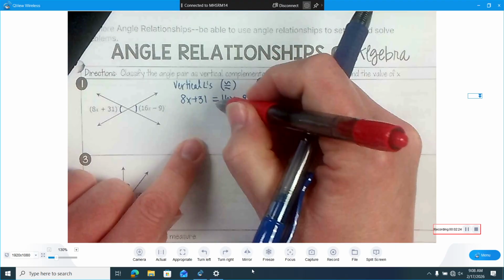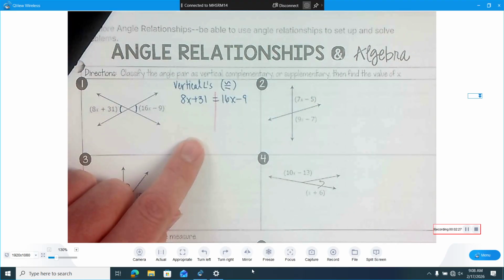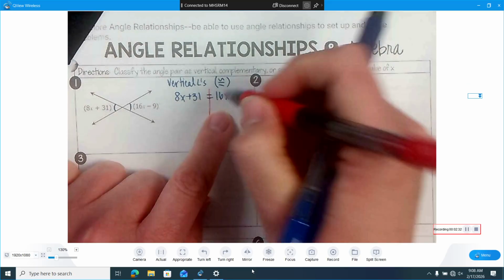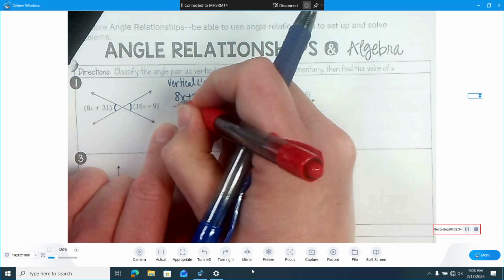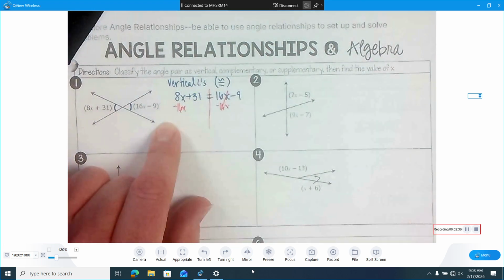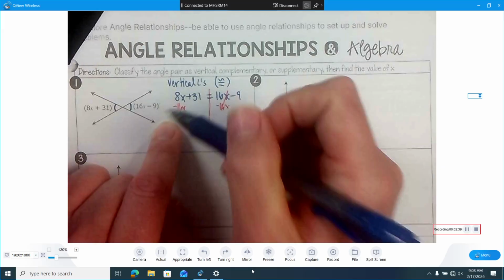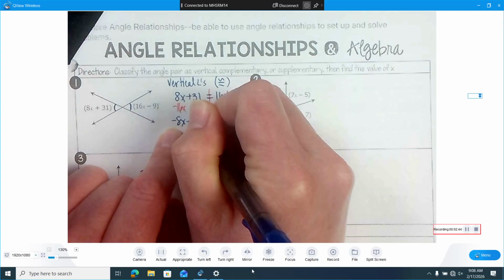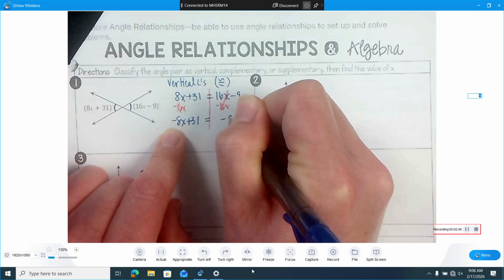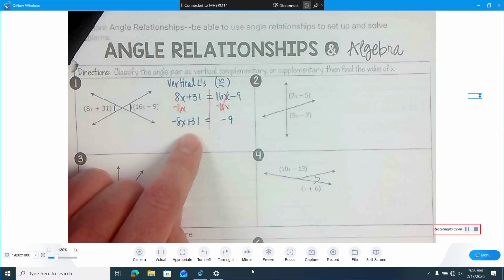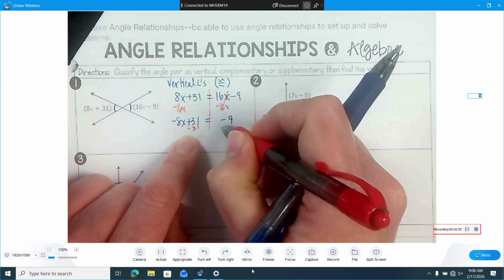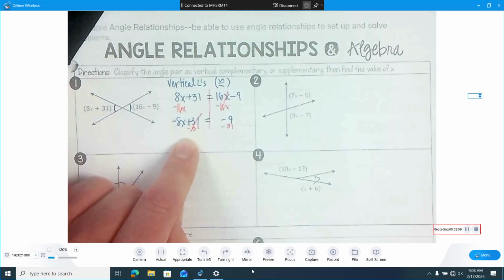So I'm going to go ahead and draw my little wall. And my rule is letters to the left. So what should I do? Subtract 16x, subtract 16x. I'm going to take my letters to the left-hand side there. What is 8x minus 16x? Negative 8x plus 31 equals negative 9. And then what should we do? Subtract 31. Oh, that's good. Yep, subtract 31.